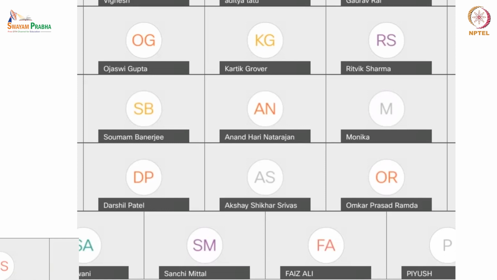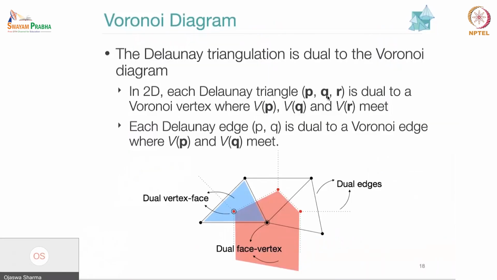So in our case, the Delaunay is dual to the Voronoi diagram, and it's very easy to go back and forth between them. Now, in 2D, each triangle PQR is dual to the Voronoi vertex, where these three regions VP, VQ, and VR meet, right? There's a small illustration that I made here, which is exactly what I had drawn on that screen.